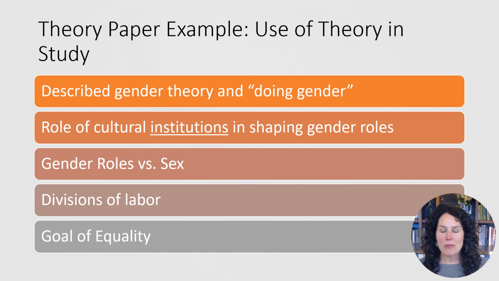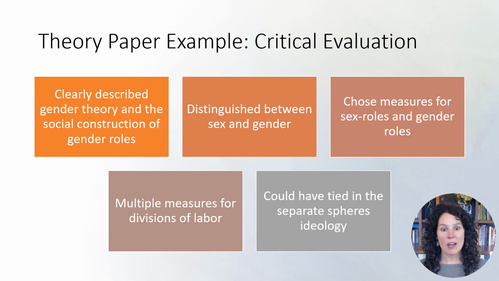Now, I had to infer some of this. They weren't always saying it exactly like I said it in the lecture or I read it in the book. So I'm looking for clues that match up to the way that we've talked about it. So now I go back and say, okay, putting on my thinking cap, what do I think they did well? What could they have done better? And I'm going to say, yep, they clearly describe gender theory and the social construction of gendered roles. They distinguish between sex and gender.